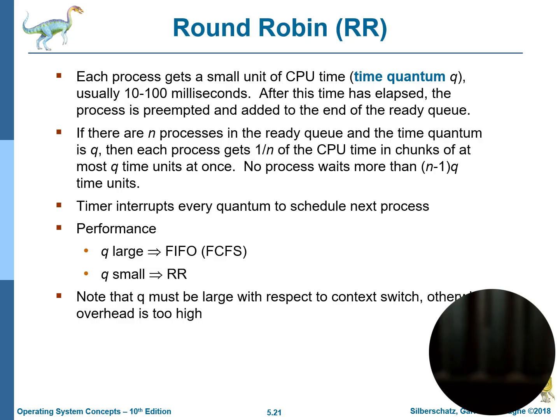So what does that mean? It means the smaller the time quantum, the more we need to change the programs, and the greater the overhead that the context switch takes.